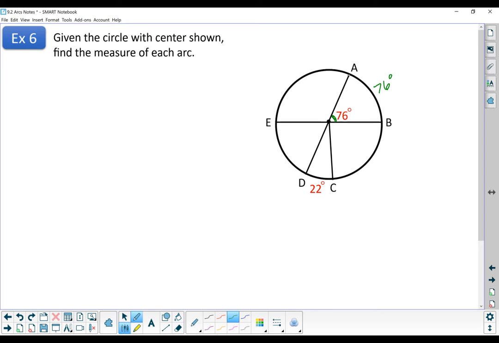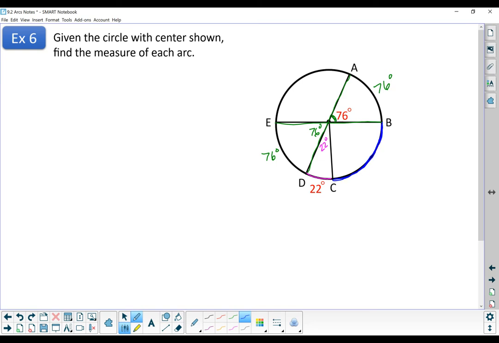And it turns out that those two lines go through the center, so they are creating a pair of vertical angles. This one is also 76, and this arc is also 76. Okay, we have a 22-degree arc down here at the bottom, which means we have a 22-degree central angle here. All right, we've got an arc over here, BC.